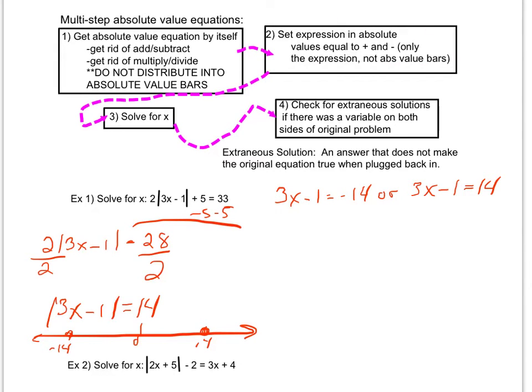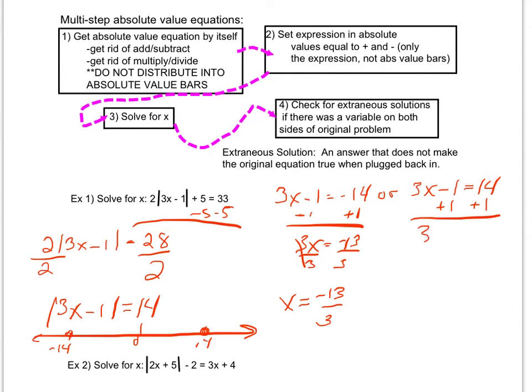So now from here, I'm going to solve each of these equations for x. So I add 1 to both sides and divide both sides by 3. I get x equals negative 13 over 3 for one of my solutions. Doing the same over here, I get 3x equals 15. Again, dividing by 3, I get x equals 5. I do have to check both of my solutions.